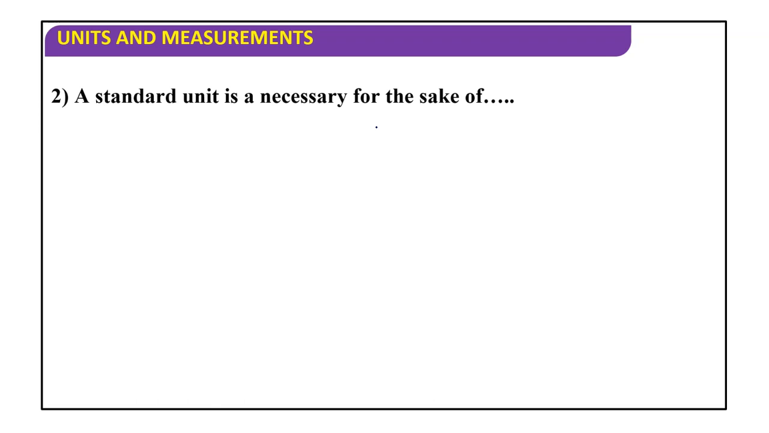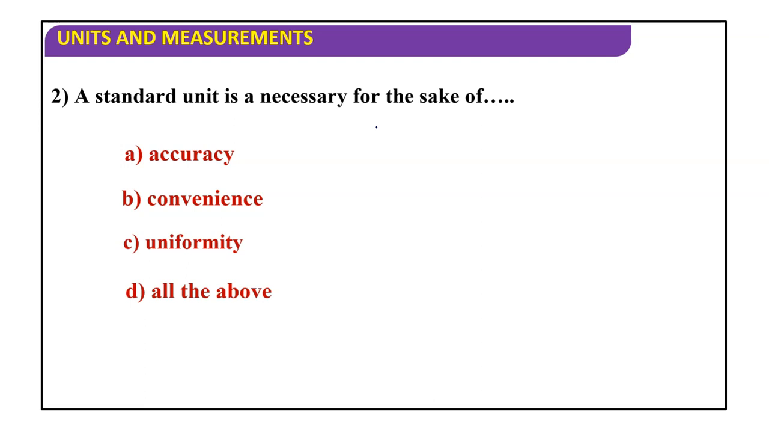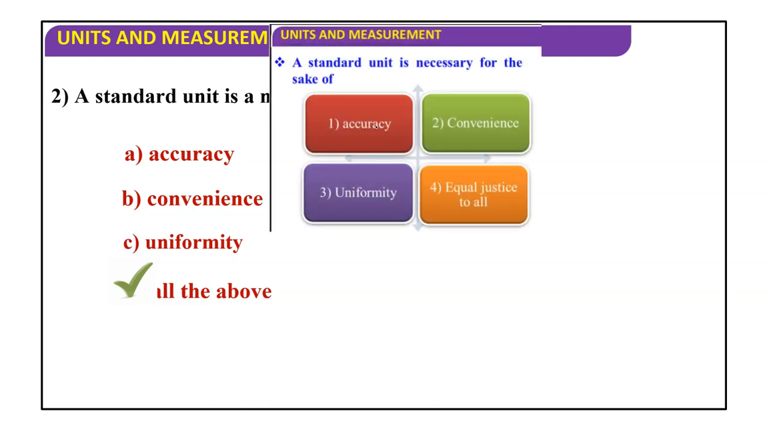A standard unit is necessary for the sake of accuracy, convenience, uniformity, all of the above. The correct answer is all of the above. For accuracy, we need a particular, accurate, or precise value. Convenience means it will be easy for us to speak and use in daily life. Uniformity also. So a standard unit is necessary for the sake of accuracy, convenience, uniformity, and equal justice to all.